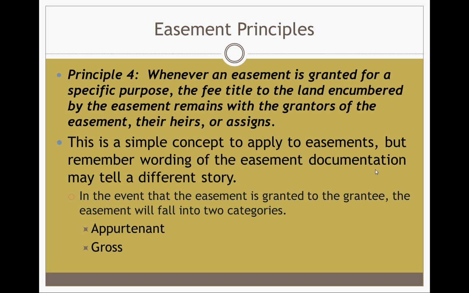Easement Principle number 4: whenever an easement is granted for a specific purpose, the fee title to the land encumbered by the easement remains with the grantors of the easement, their heirs, and assigns. This is a simple concept to apply to easements, but remember, wording is really important. In the event an easement is granted to the grantee, the easement will fall into 2 categories, where this could change hands: appurtenant and in gross.